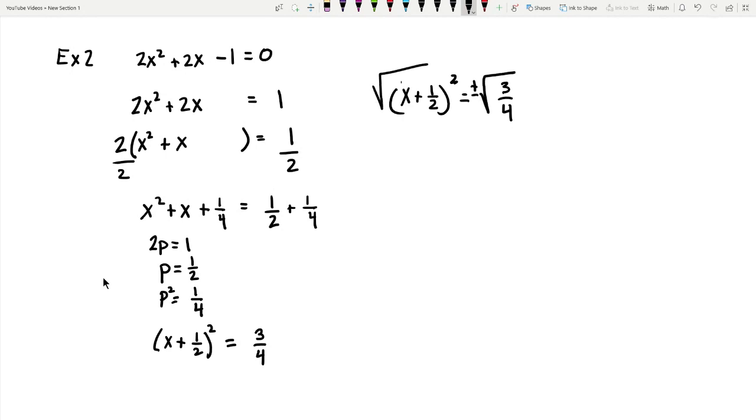Remember, when you do this, it's plus or minus. So on the left-hand side, I'm going to get x plus 1/2. On this side, again, I want to simplify this a little bit. I've got a fraction here. So this is going to be plus or minus the square root of 3 over the square root of 4. And the square root of 4 is 2. So this is going to be plus or minus the square root of 3 over 2. And then I subtract the 1/2 from both sides.